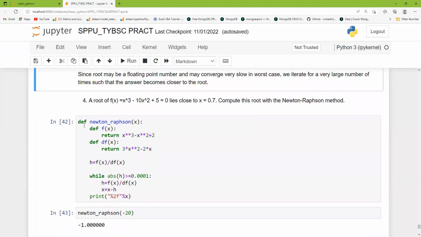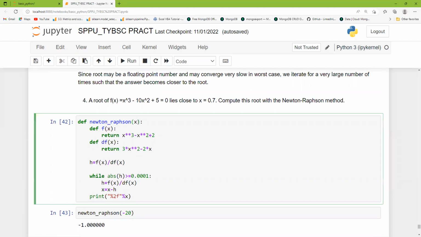So guys, I have defined the function. What is the function? Newton-Raphson. So in this, I have to give the initial value, that I substituted x. Now in this function, again, I am defining the function, define f of x. Now what is our function, guys? This x cube minus 10x square, so that I am writing 10 into x square, and plus 5. Okay, plus 5. So this is our function.